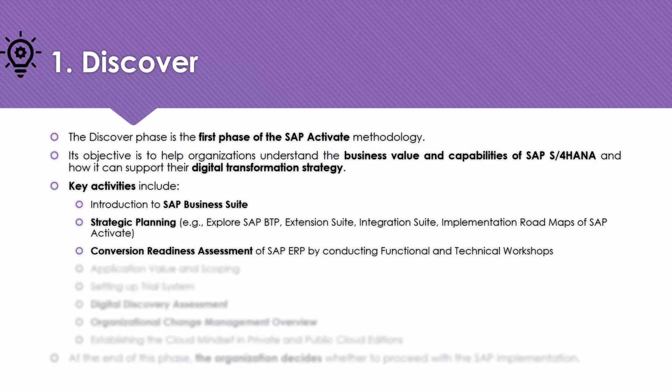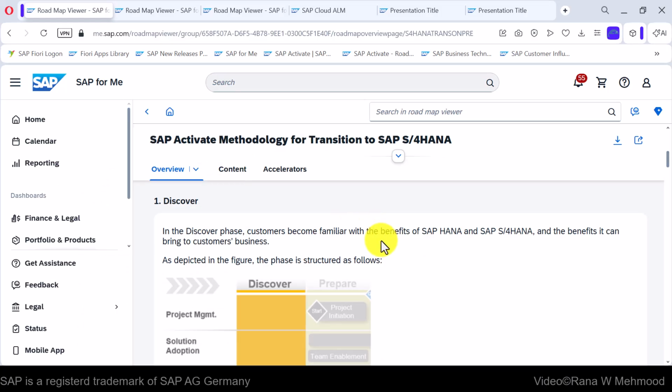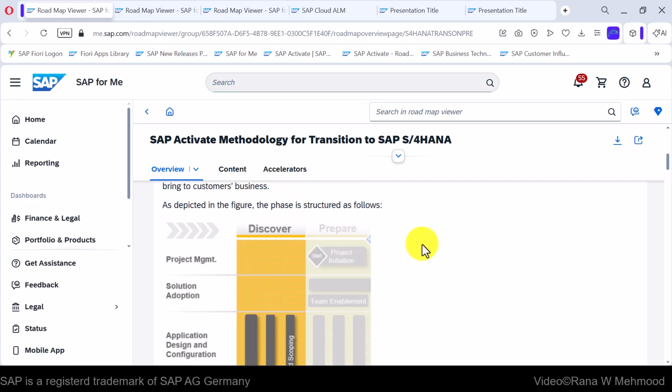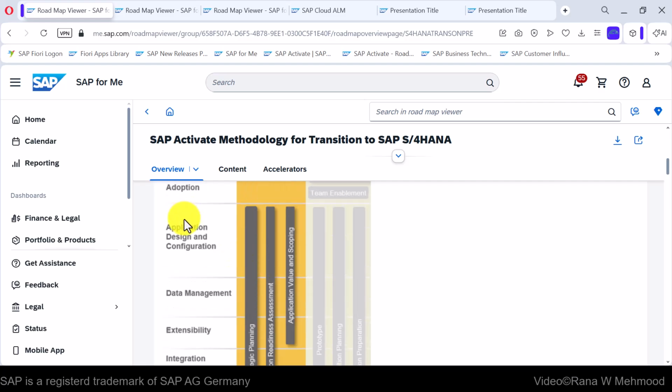Conversion readiness assessment of SAP ERP by conducting financial and technical workshops. Application value and scoping, setting up trial system, digital discovery assessment, organizational change management overview, establishing the cloud mindset in private and public cloud editions. At the end of this phase, the organization decides whether to proceed with the SAP implementation or not. And here we can view the discover phase in the following diagram along with the related work streams.